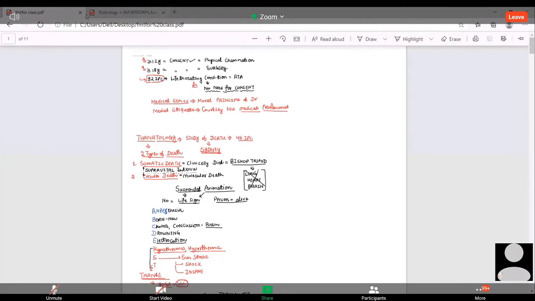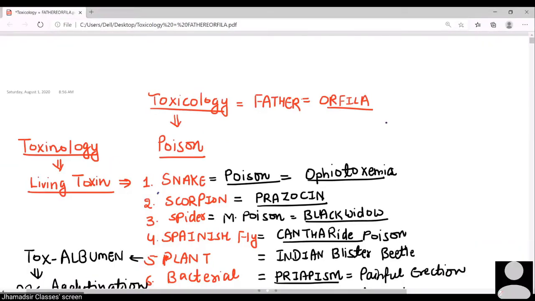So now after this, we'll start the last topic, toxicology. It's a very easy topic. याद करने वाला है, रटने वाला है. Now, toxicology.